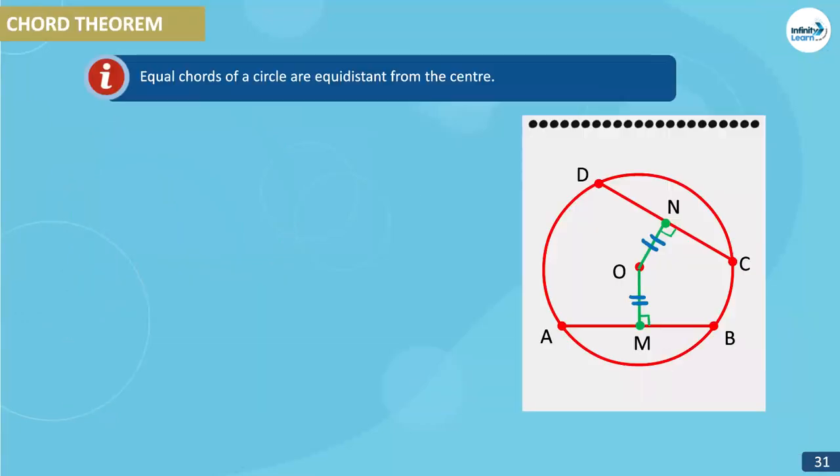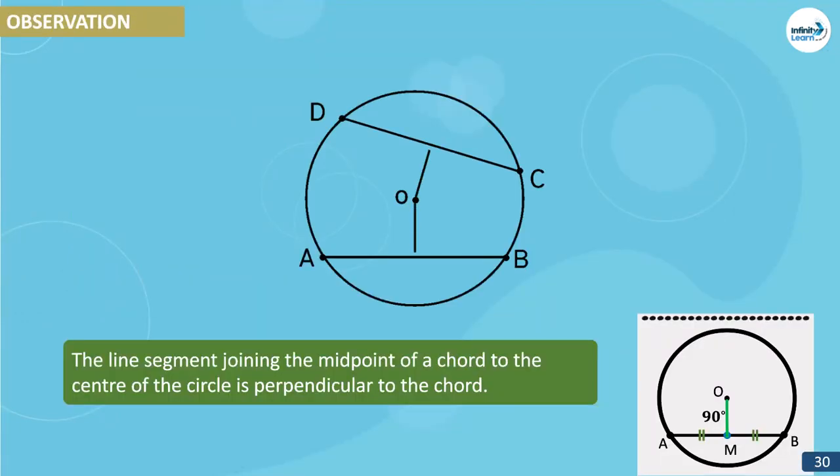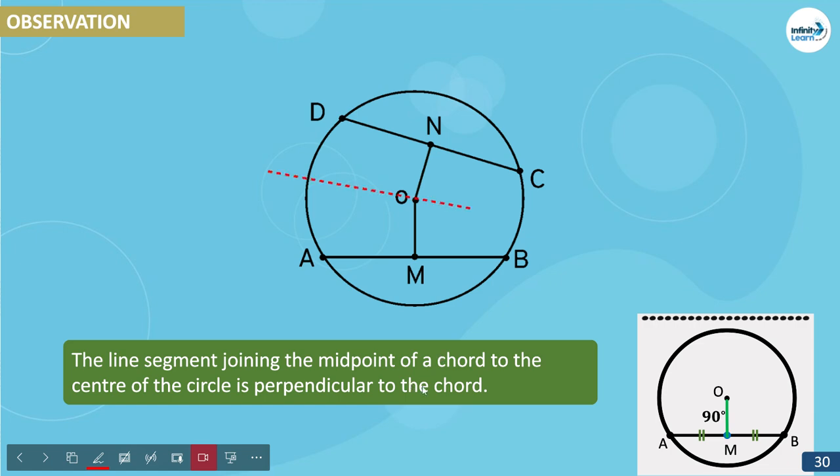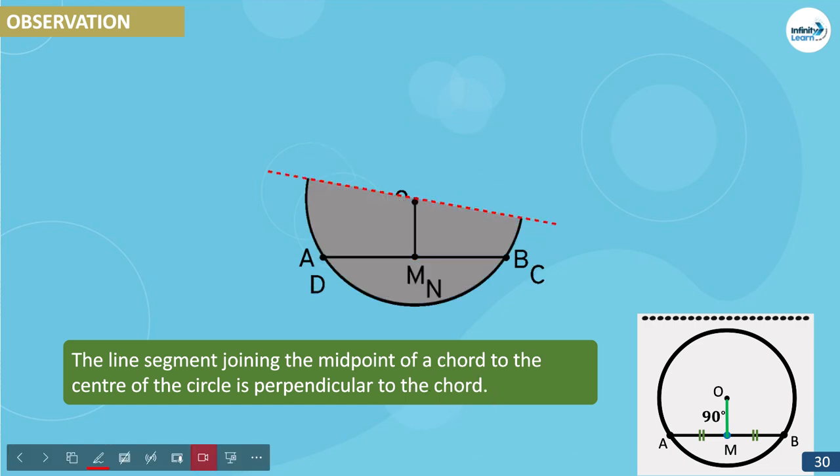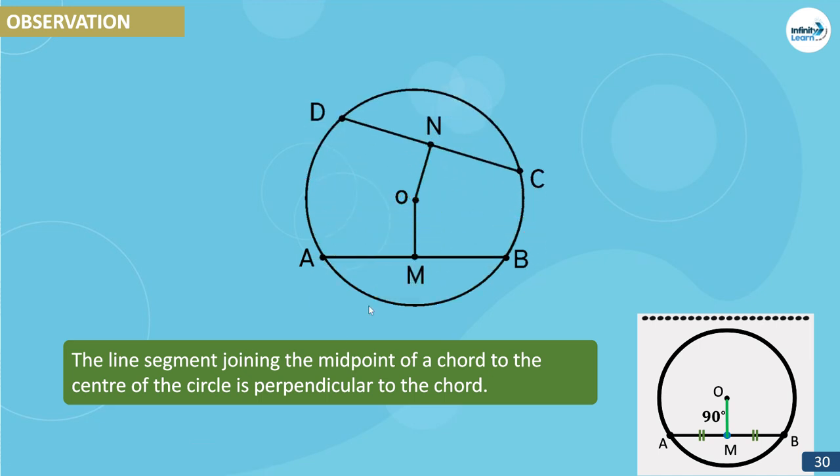Now theorem number 3. The line segment joining the midpoint of a chord to the center of the circle is perpendicular to the chord. Look carefully. What is the meaning of this? The line segment joining the midpoint of a chord to the center of the circle is perpendicular to the chord. It means this angle should be 90.